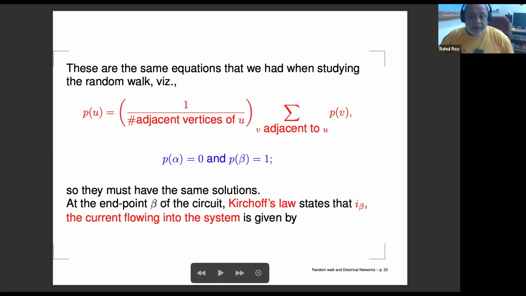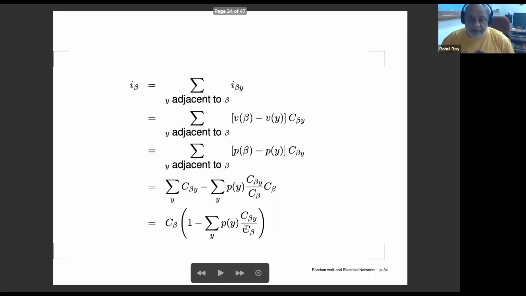Moreover, at the end point beta of the circuit, Kirchhoff's law says that I beta, the current flowing into the system, is given by I beta equal to the sum over y adjacent to beta of I beta y. That's exactly what I told you earlier.